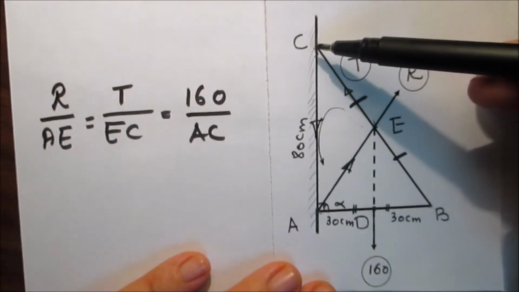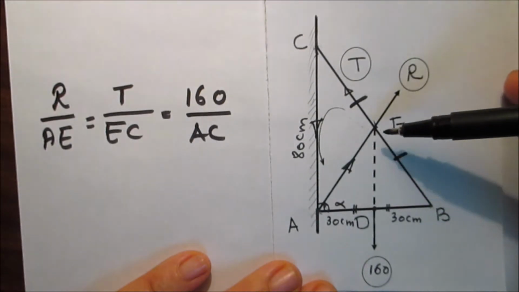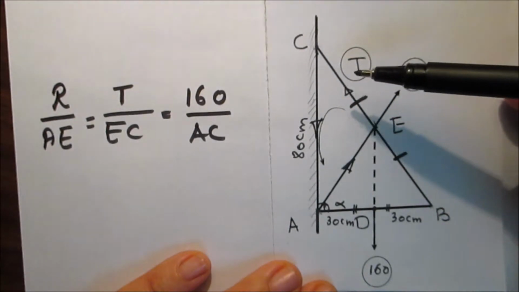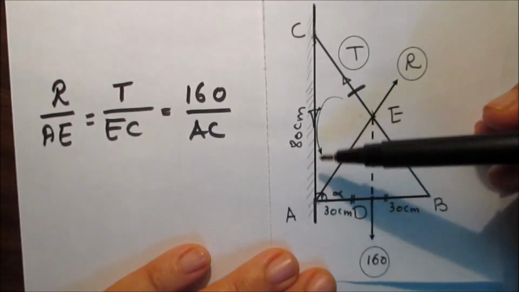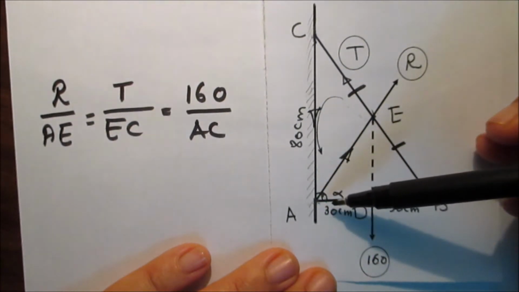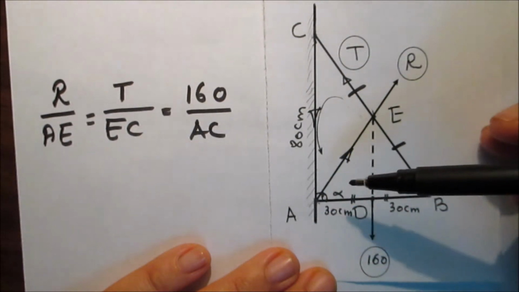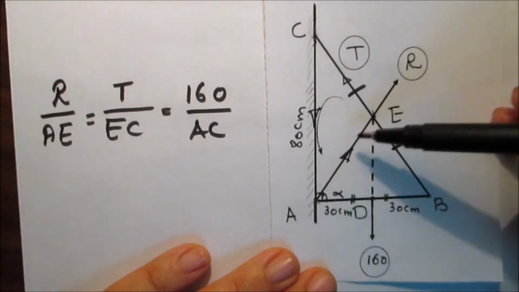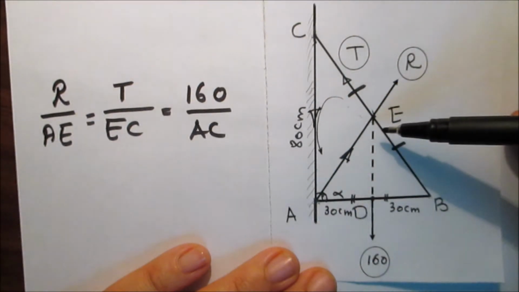From Pythagorean theorem, BC is the hypotenuse. It's equal to 100 centimeter. Since E is the midpoint of BC, CE equals 50 centimeter. In triangle ABC, since the angle at A is a right angle and AE is the median to the hypotenuse, by the theorem, the median AE equals half the length of the hypotenuse, so AE equals 50 centimeter.